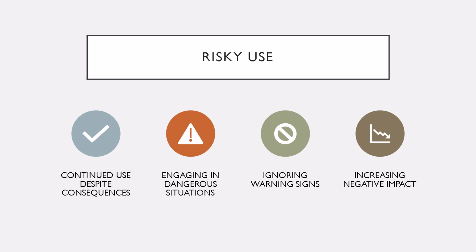And the person may even start to engage in risky situations, like driving under the influence or using substances in unsafe environments. And at this stage, warning signs are often present, but they are ignored or minimized. And the person may say things like, oh, it's not that bad, or I can handle it. And as counselors, this is where we need to be particularly attentive. Risky use is a clear indicator that the behavior is progressing. And it's also a point where intervention can still be effective if we handle it appropriately.